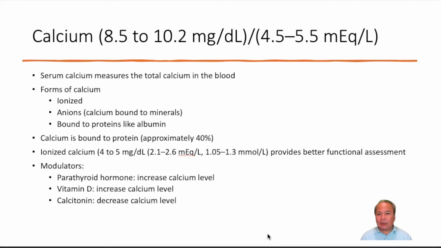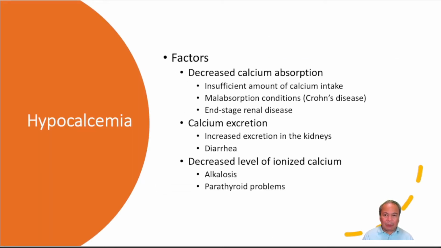So let's begin with the decreased level of calcium, and we call it hypocalcemia, right? Hypo means lower, so anything below the normal range we're going to consider as hypocalcemia. So what are the factors, or the causes, of hypocalcemia? There are three things that I could think about, and again, this is where the nursing makes sense. These are the common things that you're going to encounter in the clinical setting as a nursing student and at the same time as a nurse.